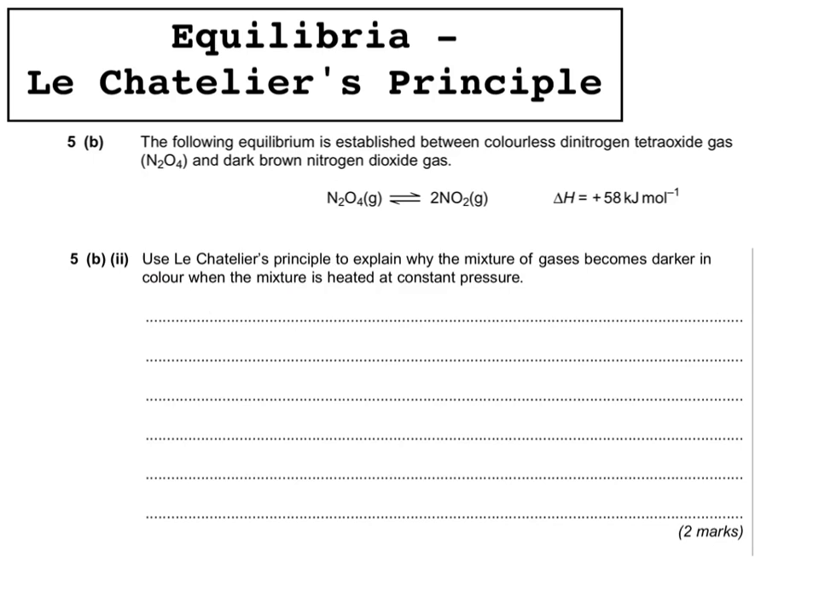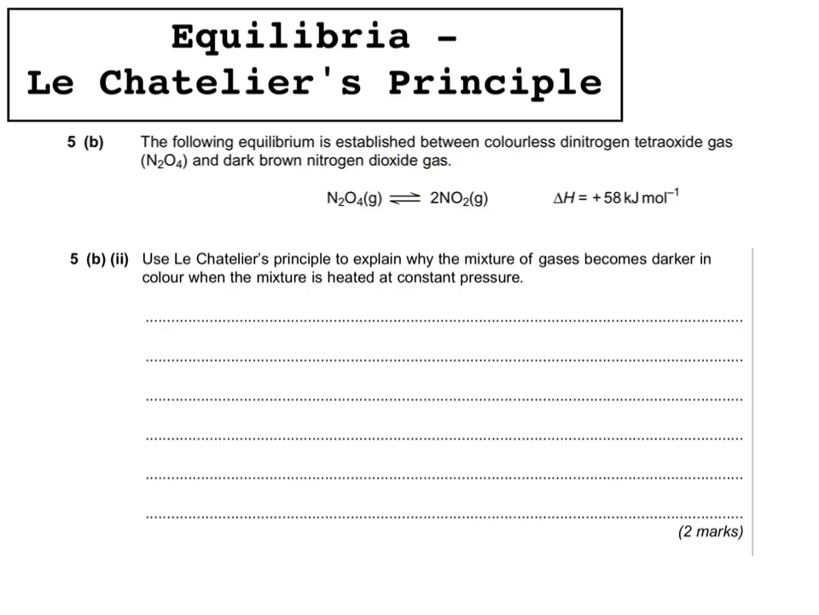The first one I'm going to deal with is temperature. So here it says the following equilibrium is established between colourless dinitrogen tetroxide gas, N2O4, and dark brown nitrogen dioxide gas, that's NO2. It says use Le Chatelier's principle to explain why the mixture of gases becomes darker in colour when the mixture is heated at constant pressure. So we're heating up this mixture, and if it's getting darker, that means that we're making more nitrogen dioxide gas. So it's already telling you which side this reaction is shifting to. It's shifting to the right-hand side.